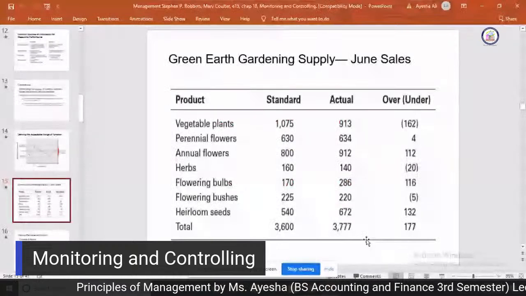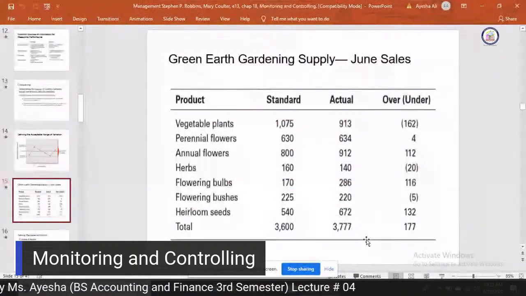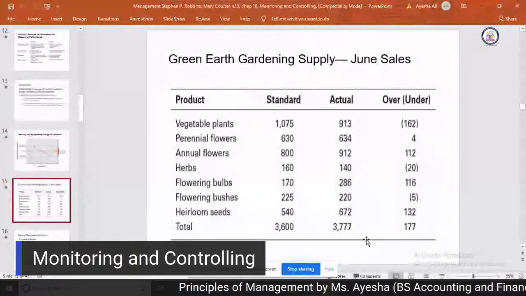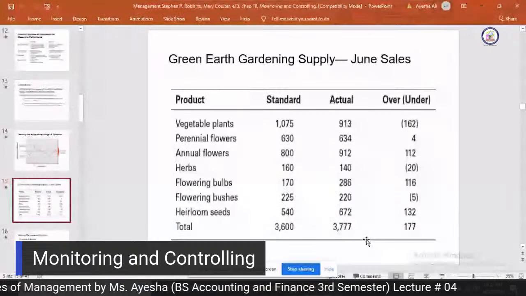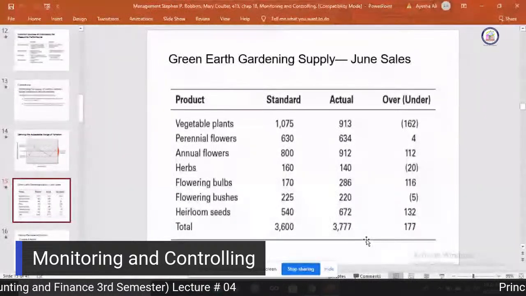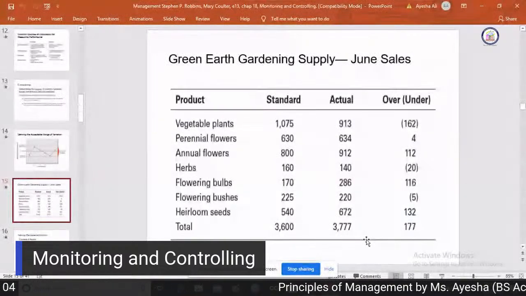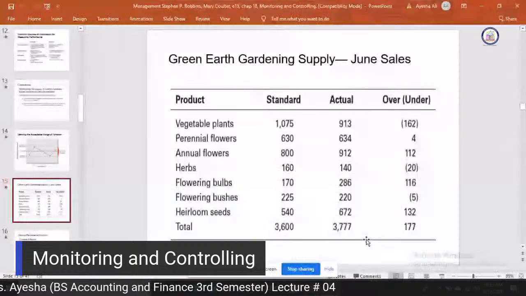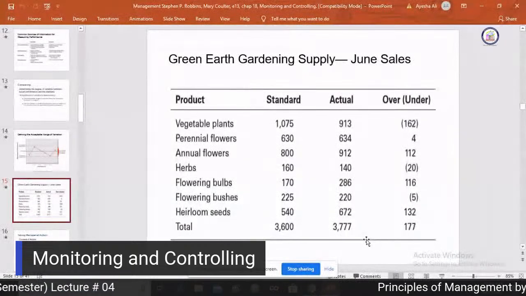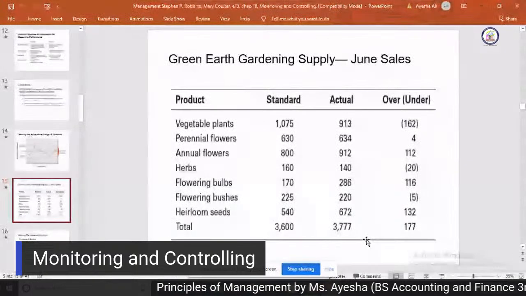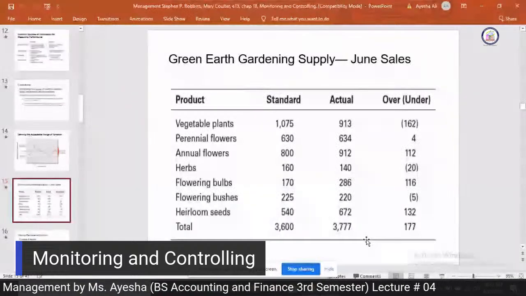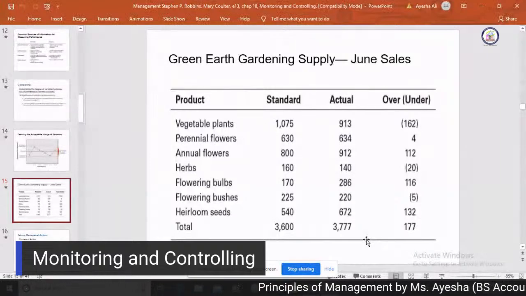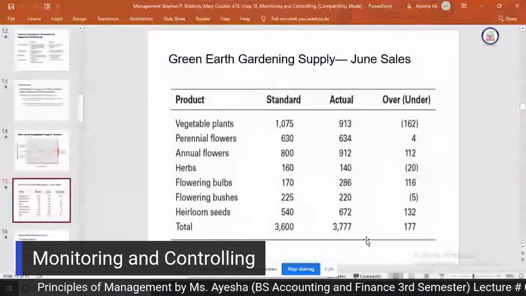Then we have the chart of Green Earth Gardening Supply, which shows the sales of July, in which we have many products. The first one is vegetable oil, vegetable plants, perennial flowers and annual flowers, with herbs, flowering bulbs, flowering bushes and heirloom seeds. So they have fixed some standard, and the actual performance for the first is 31931 and so on. In the first one we are under the performance, under the standard, and in the second we are above.